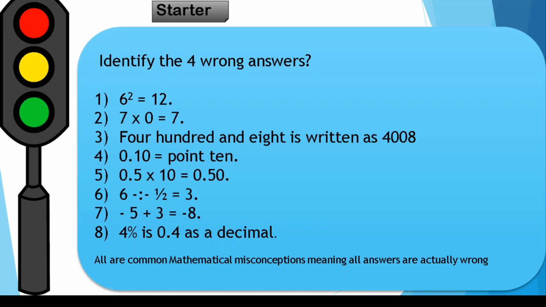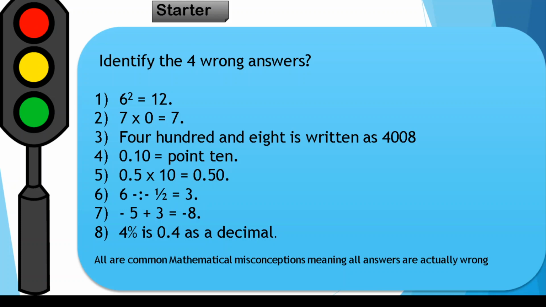Question number 4, some people say 0.10, but it's actually 0.1 because the 0 at the end is very insignificant. Question number 5, when you multiply decimals by 10, 100 or 1000, the answer there should actually be 5, not 0.50. So you do not just add a 0 at the end when multiplying with decimals.